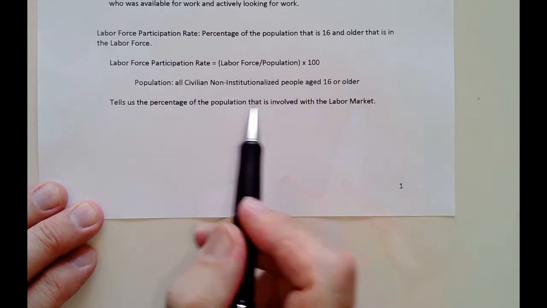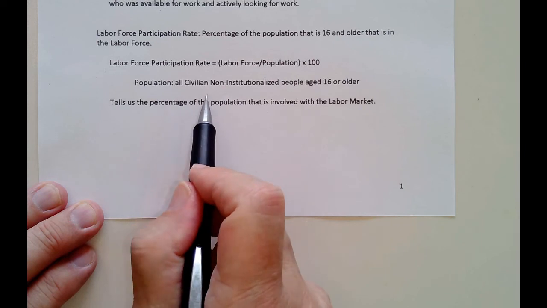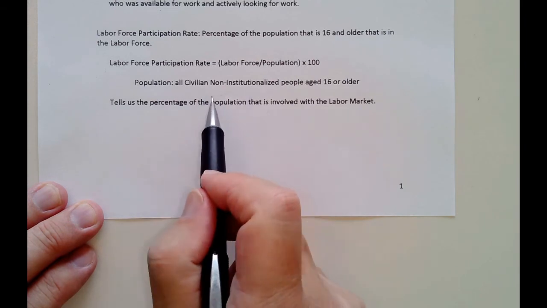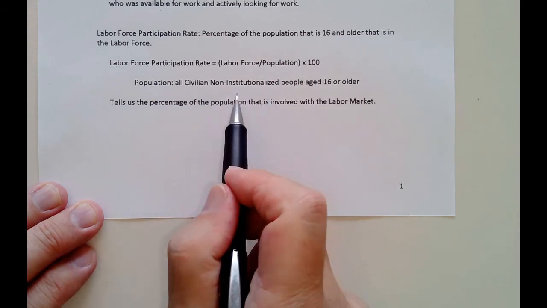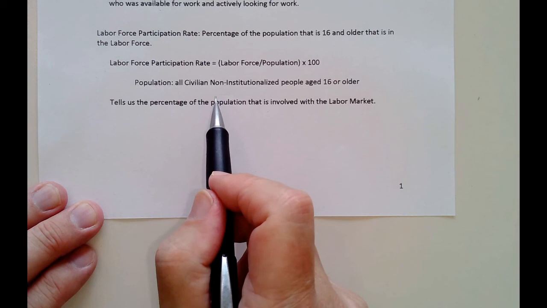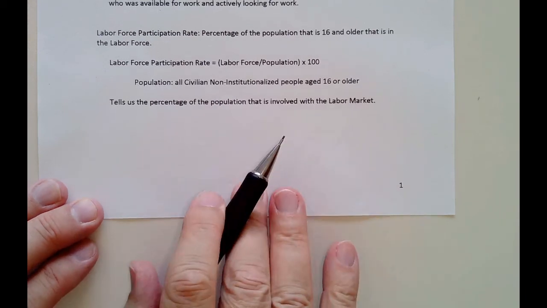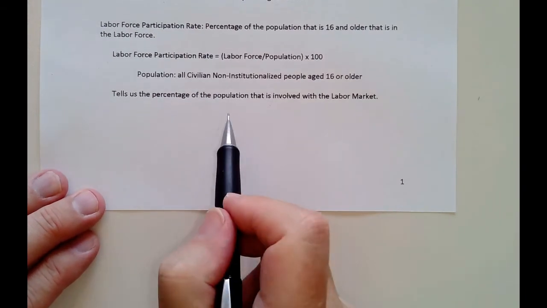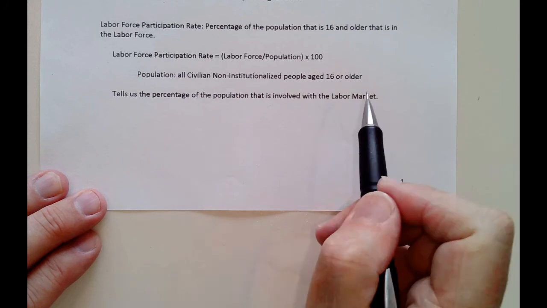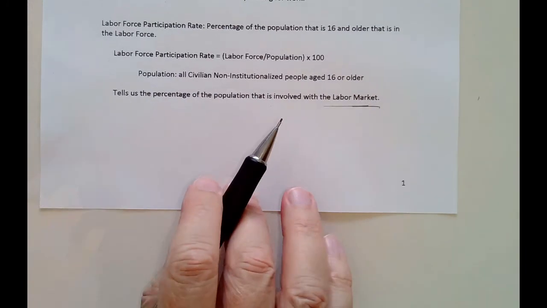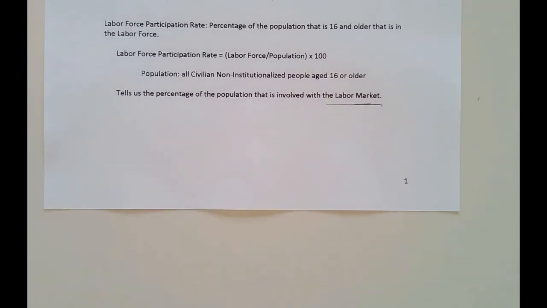So again, people in the military are excluded from this calculation, as well as people in prison and mental health types of institutions. And this tells us the percentage of the population that is involved in the labor market. And so here I have some numbers.